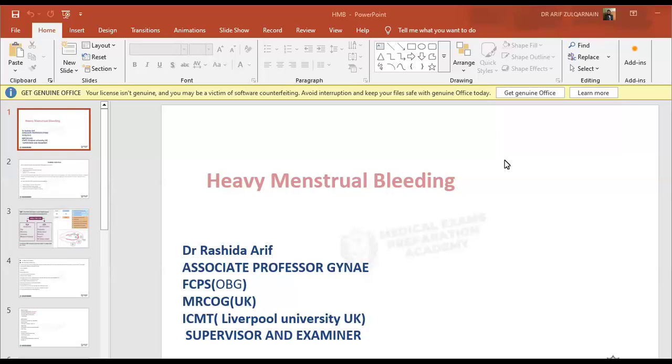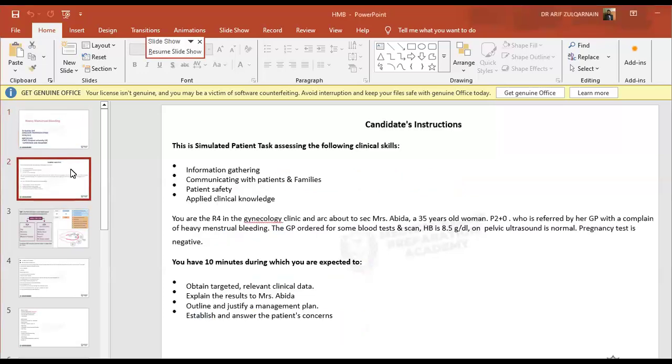Bismillahirrahmanirrahim. This session is about heavy menstrual bleeding. This case usually comes as a long case, but it can also come in stations as a simulated patient task. So you must know all the options according to the NICE guidelines.